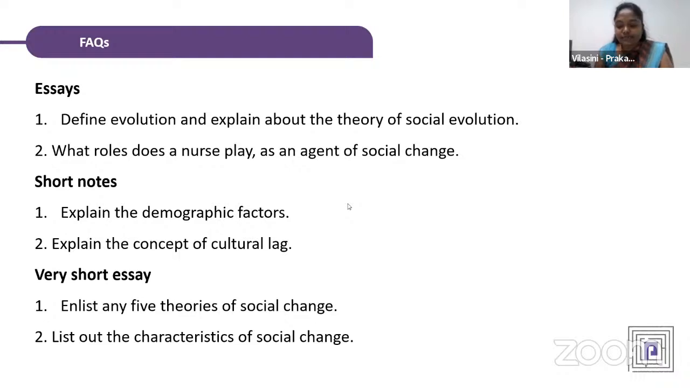Then next are the characteristics. List out the characteristics of social change, how social change can take place. For example, it is universal, it is present everywhere. Those characteristics you can just mention under the characteristics of social change.